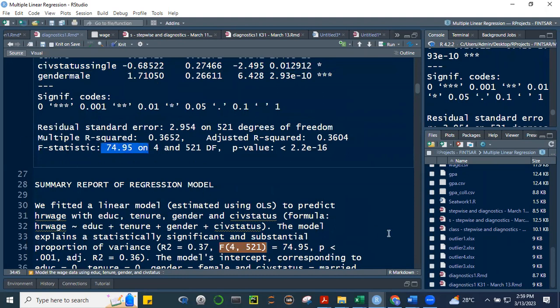In your F stat, 74.95 with P less than 0.001. Sorry. Take note that your p-values are stated in 3 decimal places, while the others are 2 decimal places. R squared 0.37, adjusted R squared 0.36.